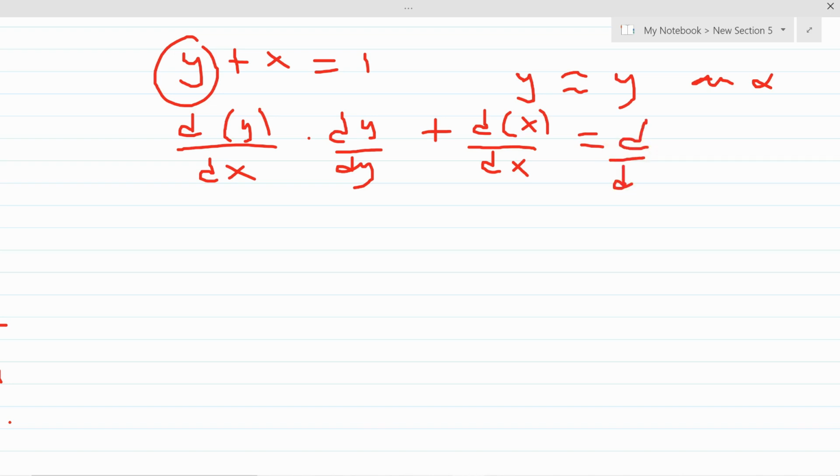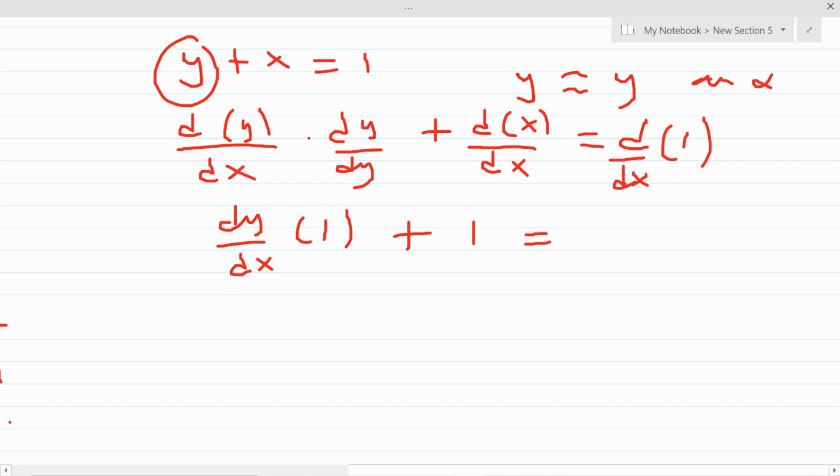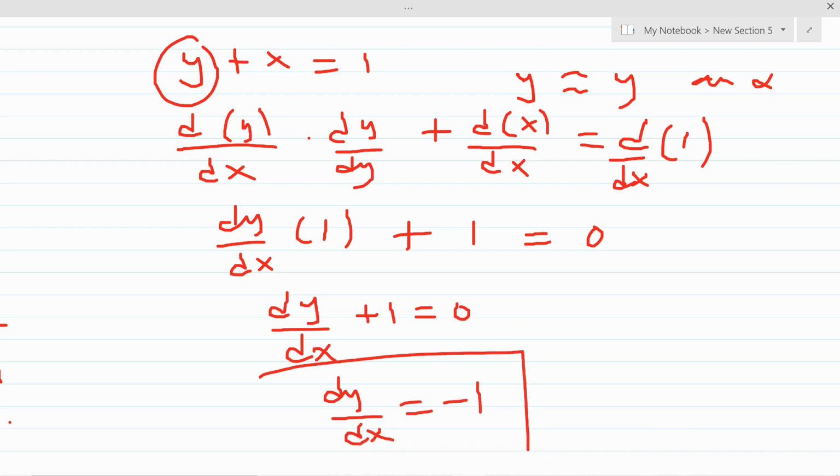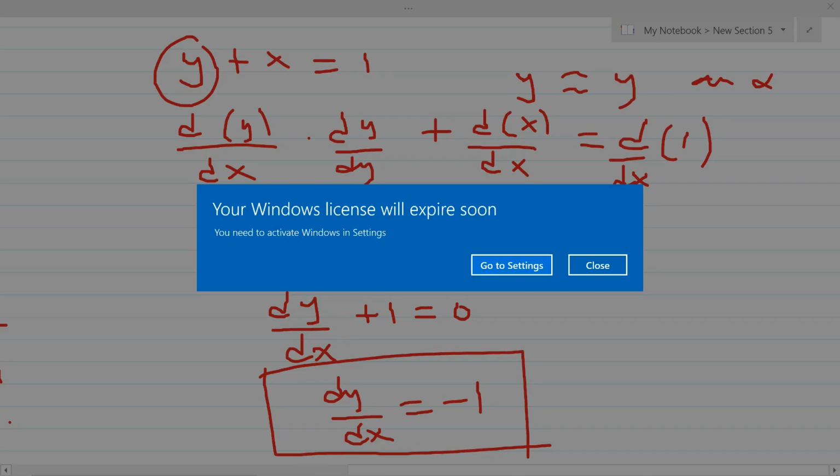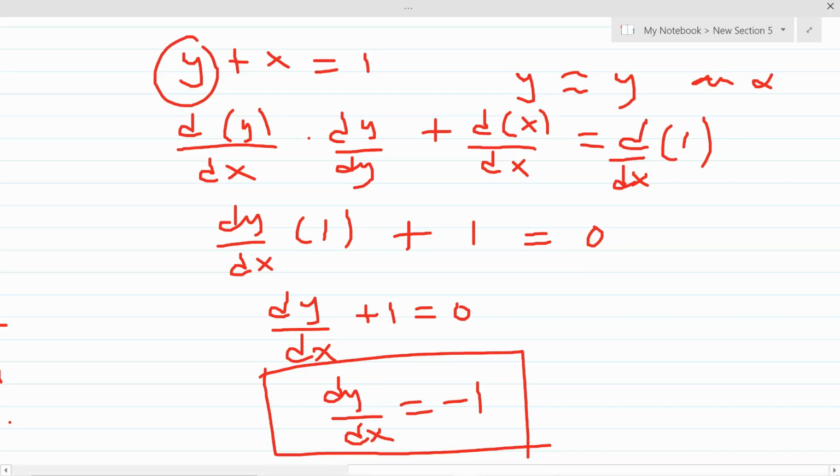Then d/dx of 1. Now here dy/dx will still be dy/dx. Now differentiate the y with respect to y, I get 1. Then plus d/dx of x is 1, meaning differentiating x with respect to x, and this is equal to 0. So I get dy/dx plus 1 equals 0. So I have dy/dx being equal to -1. So this is what we call implicit differentiation, differentiating by the implicit rule.